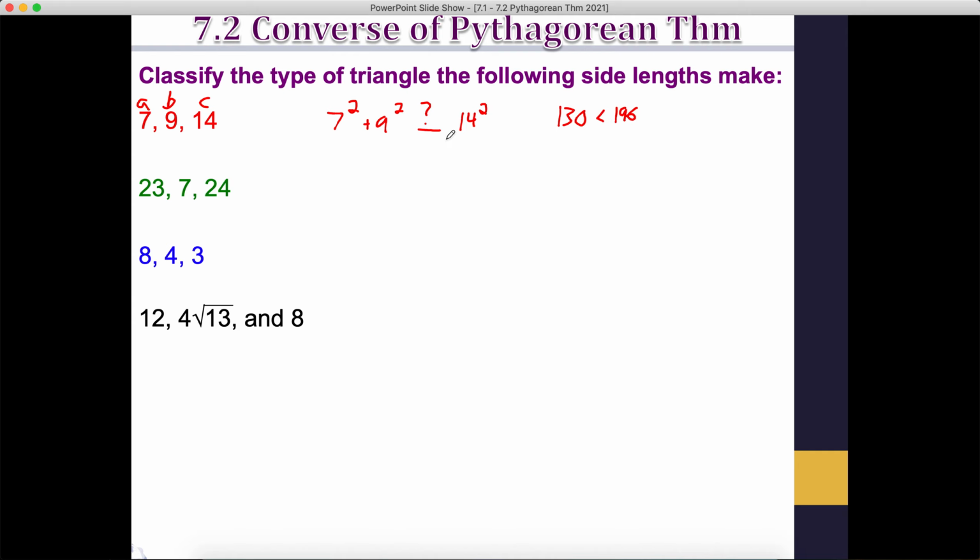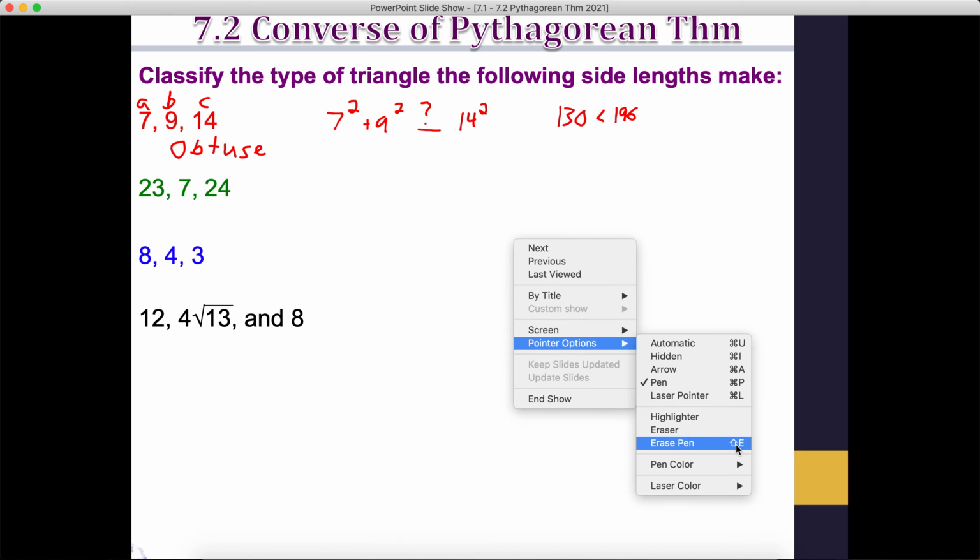So it looks like the 14 is bigger than a hypotenuse, because if it was equal to 130, then it would be a hypotenuse, the triangle would be right, we'd be happy about it. But right now, because it's bigger than that, it looks like something larger than a hypotenuse would only show up in an obtuse triangle.